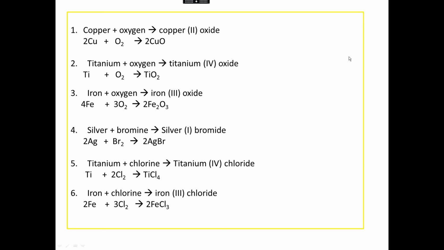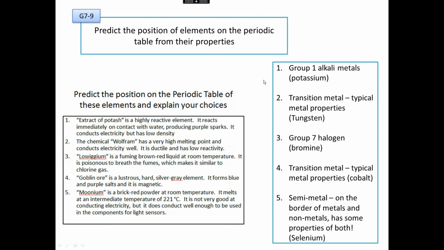Moving on to the answers to the extension. Right, now extract of potash, highly reactive, reacts immediately with water, purple sparks. It sounds a lot like potassium. Okay, so it's group 1 alkali metal. Wolfram, not its real name, high melting point, conducts electricity, ductile, low reactivity. It sounds like a transition metal. The real answer is tungsten, okay, but it's got the properties of a transition metal.